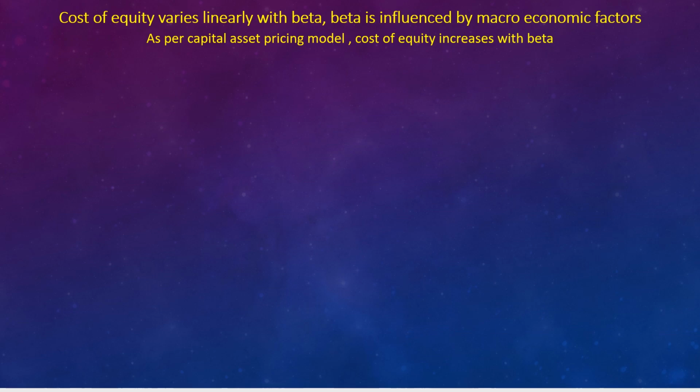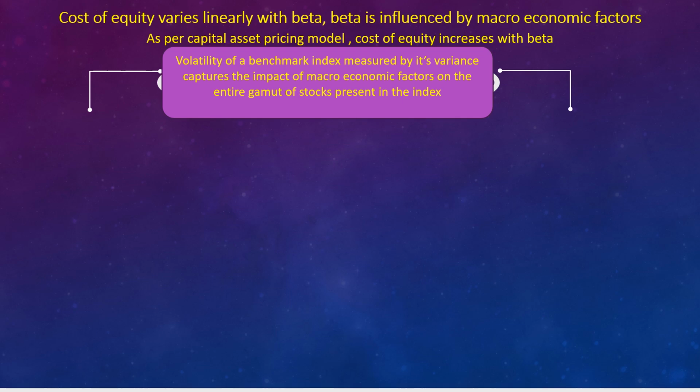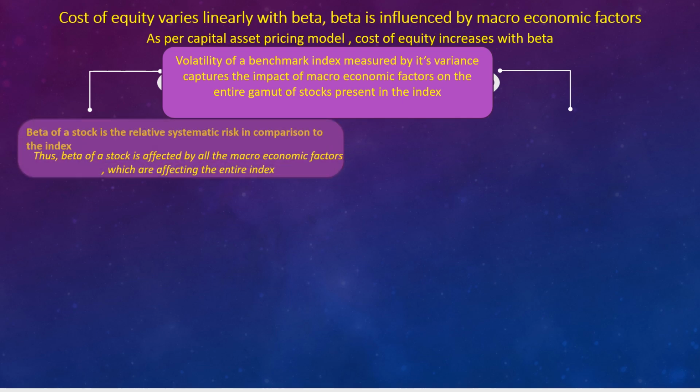Cost of equity varies linearly with beta. Beta is influenced by macroeconomic factors. As per capital asset pricing model, the cost of equity increases with beta. Volatility of a benchmark index, measured by its variance, captures the impact of macroeconomic factors on the entire gamut of stocks present in the index.